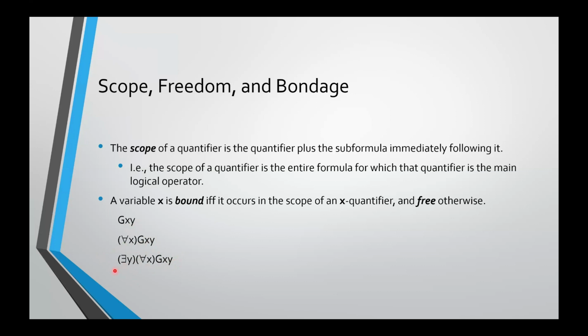Note that if you look at this last sentence, you can see the differences between quantifier scopes. The scope of this quantifier is this. The scope of this quantifier is this. This one is the entire sentence. This one is just this right here.